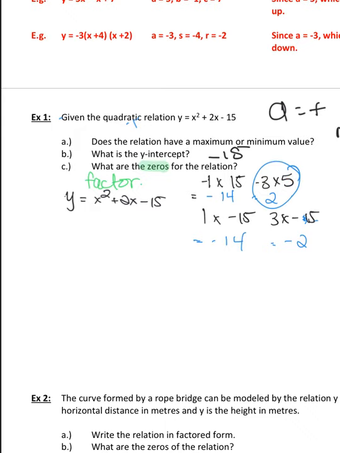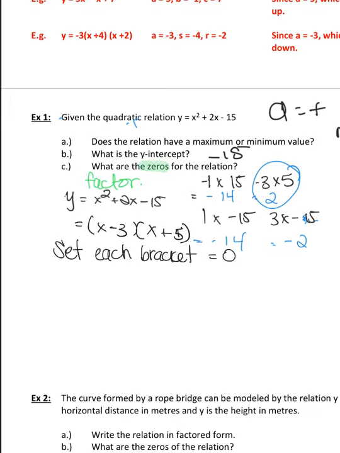So I'm going to make my two brackets here. Okay, I have x in each bracket, and then I'm going to put the signs in as I see them. So negative 3, positive 5. Okay. Now, this is going to be the factored form. So in order to find the zeros here, there's one last step. I'm going to set each bracket equal to 0. Okay, so x minus 3 equals 0, or x plus 5 equals 0.